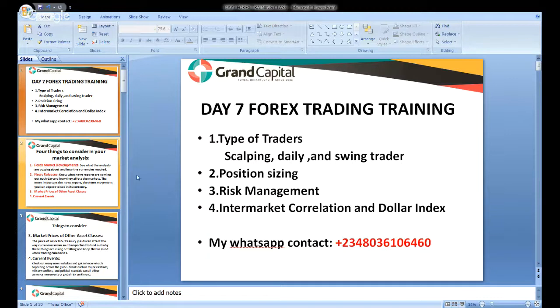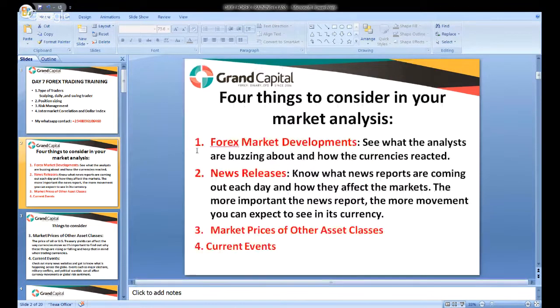Before we go into that, we're going to discuss something which I feel is very important for every one of us to know before you start trading, before you start your market analysis. In our last class we discussed types of market analysis: fundamental analysis, technical analysis, and trading analysis. So now, before you even consider those analyses, here are the things to consider in your trading analysis.